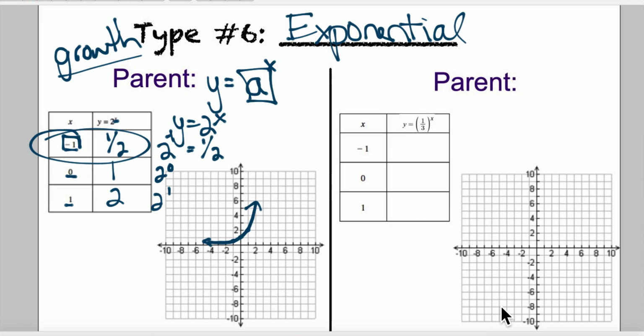So what I want you guys to do is find the domain and range of it. Now keep in mind, we've talked about this a little bit in class. It doesn't matter what you plug in for x, you cannot get anything down here. This is what we call an asymptote, that dotted line.